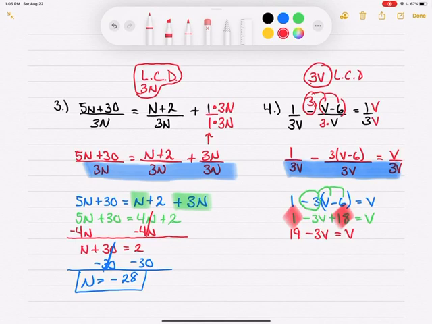Now what I'm going to do is move my 3v over by adding it to both sides. I have 19 equals 4v. I'm going to divide both sides by 4. And v equals 19 over 4.